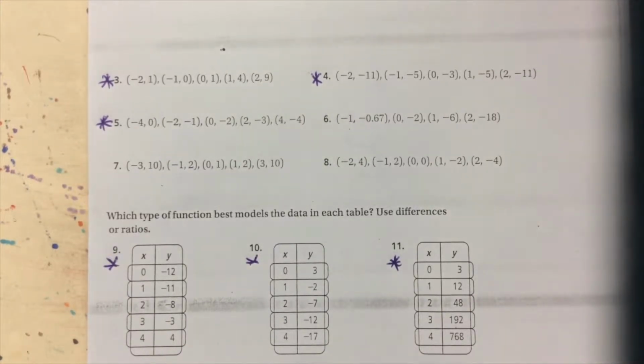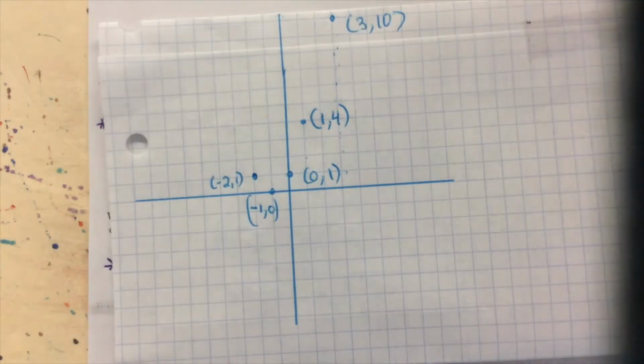The first thing you were asked to do was to work on the first three problems, or 3, 4, and 5 there, okay? And to graph them and then decide what kind of function they are. So if you were looking at the first problem there, -2, -2, comma 1, -1, comma 0, when you graph it, I think it looks like that.